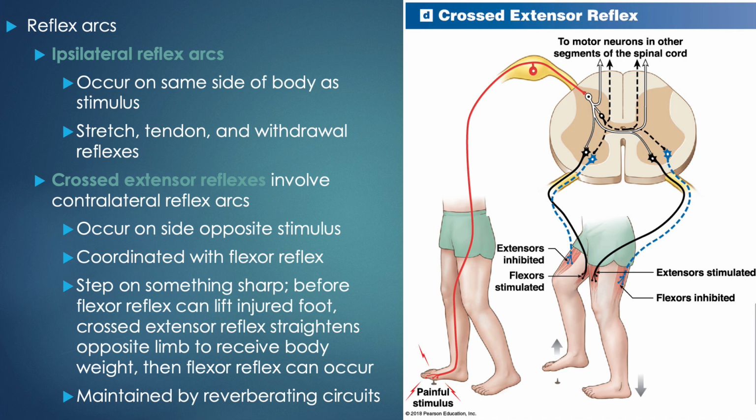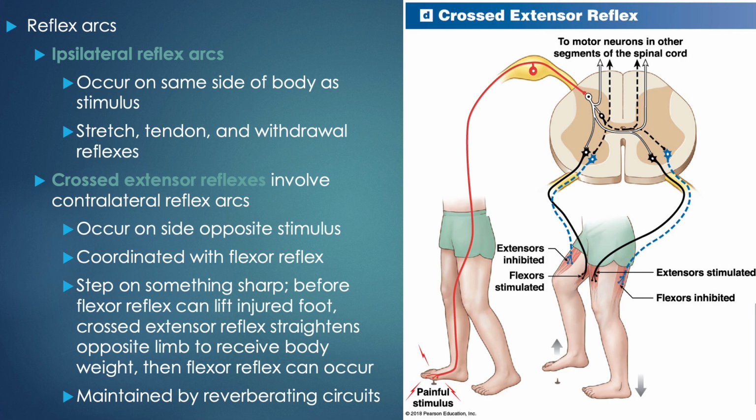Now, the cross-extensor reflexes are an example of a contralateral reflex arc because it's requiring a different side of your body to respond to this same stimulus. So as you can see in the image on the right, we have the cross-extensor reflex demonstrating somebody with their right foot stepping on a tack.